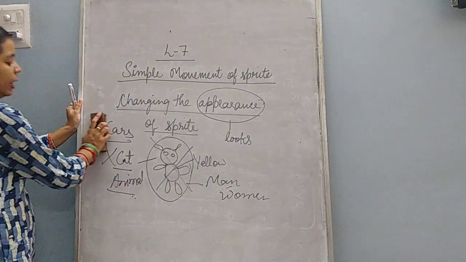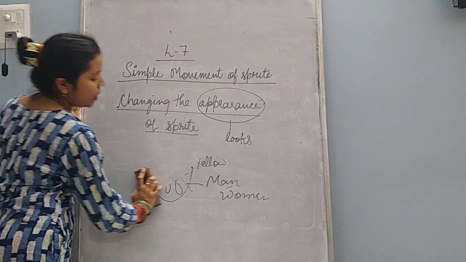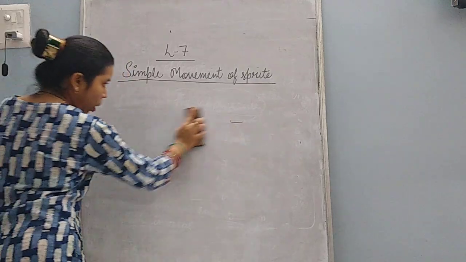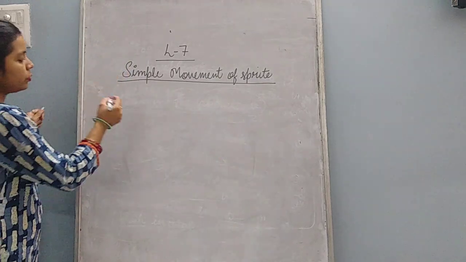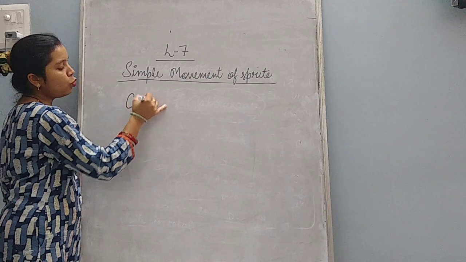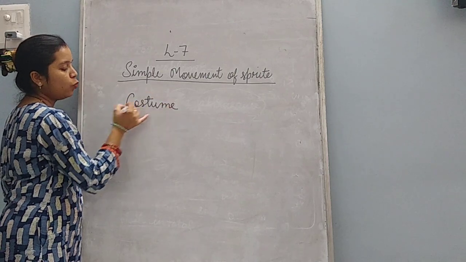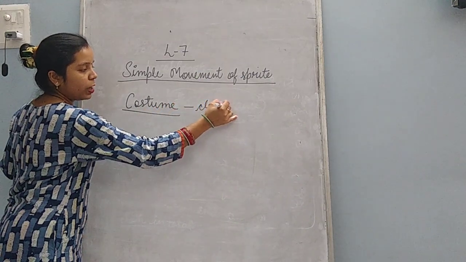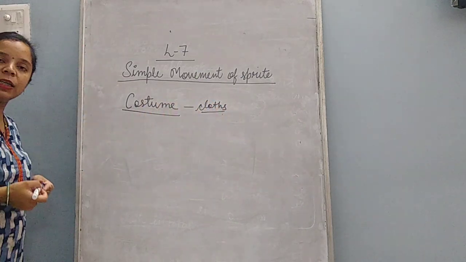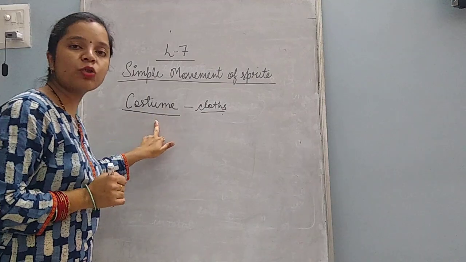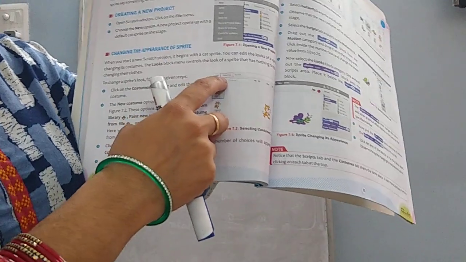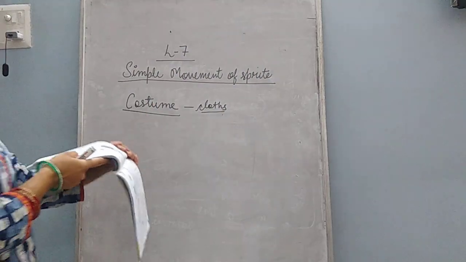Now in your book, some methods are given for changing this sprite. What you have to do is simply go to the Costume button. One Costume button is there. Costume, you know, costume means clothes. So for changing the costume of this sprite, you have to go to this Costume button. This Costume button is present here. You can see in your book, this is your Costume button. You will click on this Costume button.